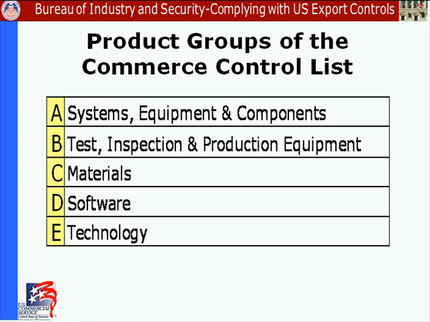Products within those particular groups are categorized by letters. A is systems, usually the hardware is found under Part A. B, test equipment, inspection equipment, production equipment. For instance, I mentioned semiconductor equipment in Category 3. You'd find a lot of the production equipment under 3B. C is materials, and these usually relate to the base materials, not a material that's been processed into something, but the actual raw materials. D is software, and E is technology used usually to produce, develop, or use any of the systems within A through D.